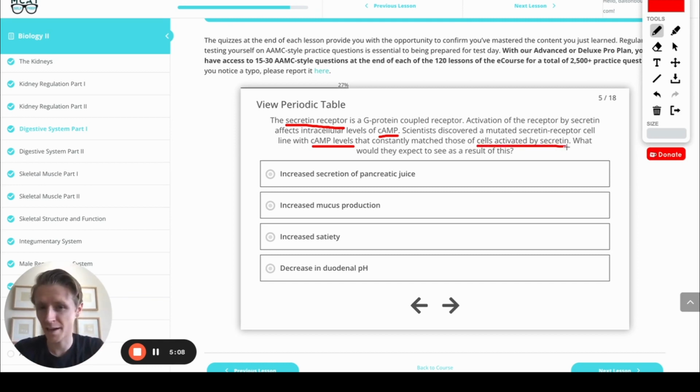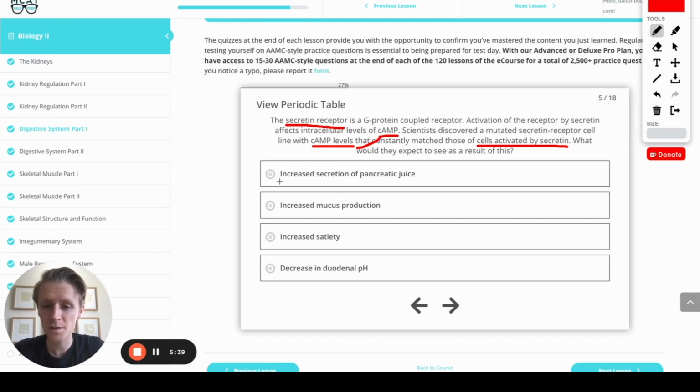Now, this is a great example on an MCAT question of having to read between the lines to figure out what it's asking. The question doesn't come right out and tell us, hey, these cells act as though they'd been activated by secretin. But by reading between the lines and recognizing that secretin affects cAMP levels and these cells have similar cAMP levels to activated cells, we can recognize that it's asking us about cells that are acting as though they've been activated by secretin. The question is, what do we expect to see as a result of this? Well, what does secretin do? Let's go ahead and look at our answer options.